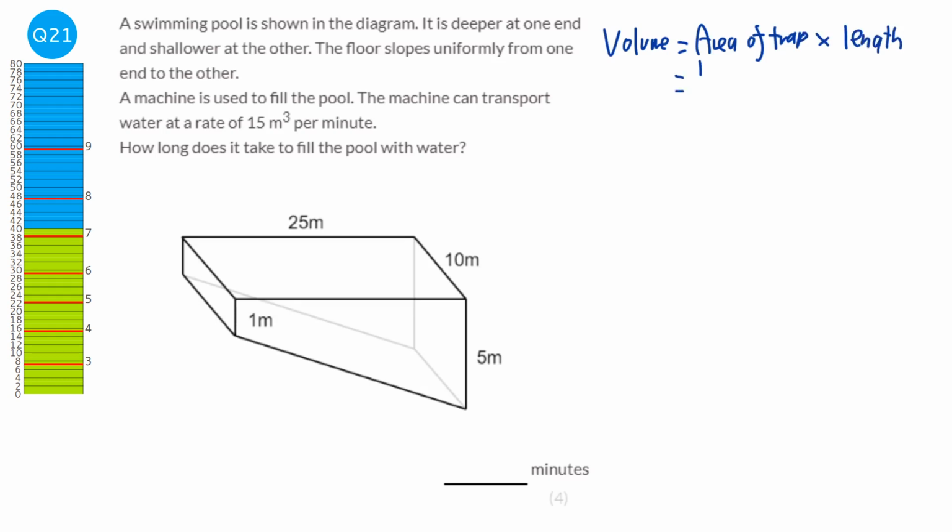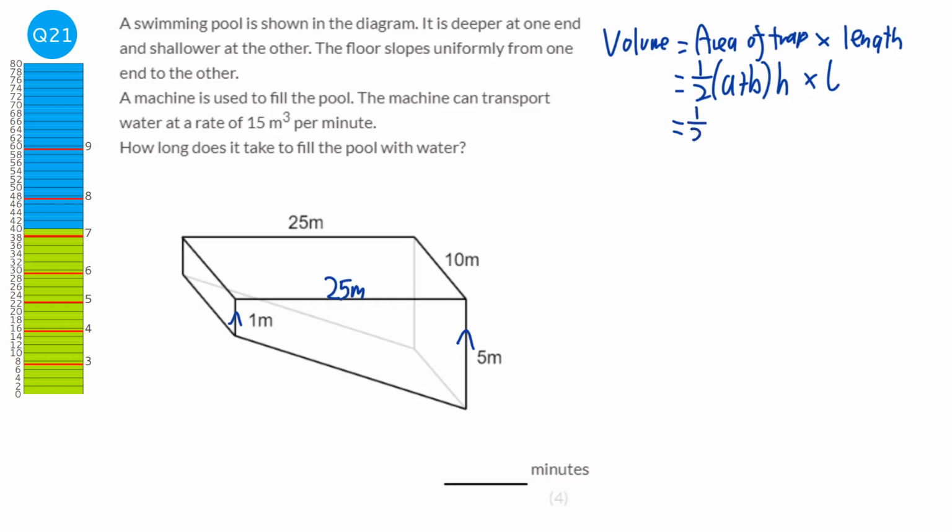So trapezium is half (a plus b) h, and then times the length. Now a and b are the two parallel sides, which will be this one and this one. And then the h is the perpendicular line that hits both of them at 90 degrees, which is what perpendicular means, between the bases. So this will be the 25 meters here.